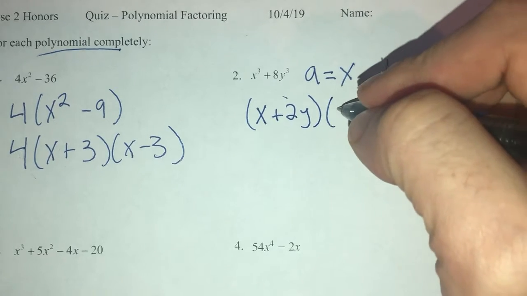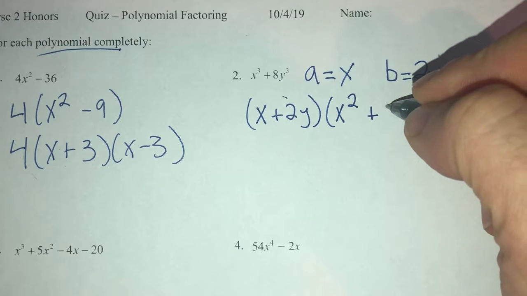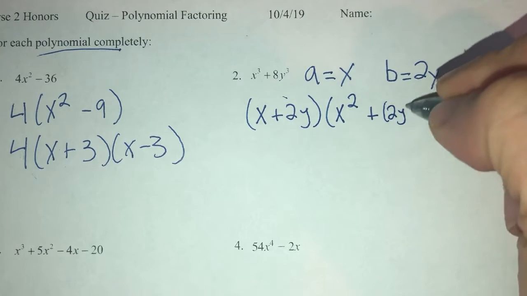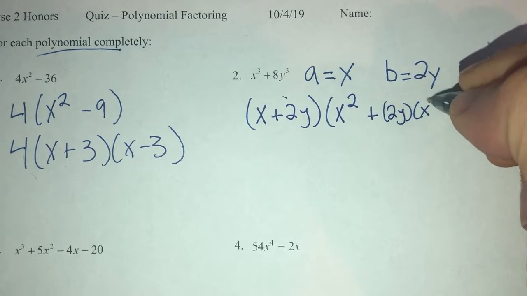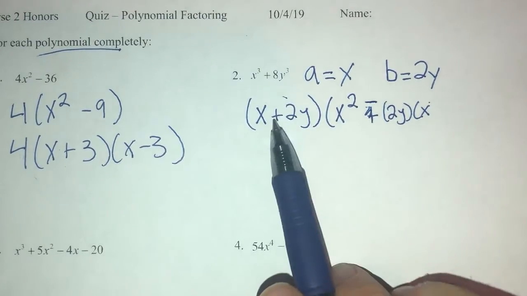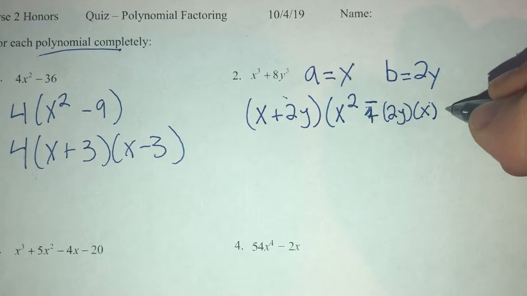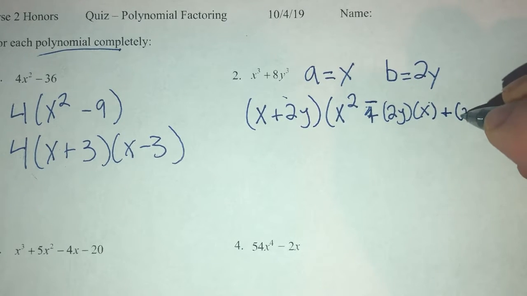Okay, now I'm going to do x squared plus 2y. Okay, and remember, I made that mistake too. Don't do a plus, you do a minus. Same, opposite, always positive.